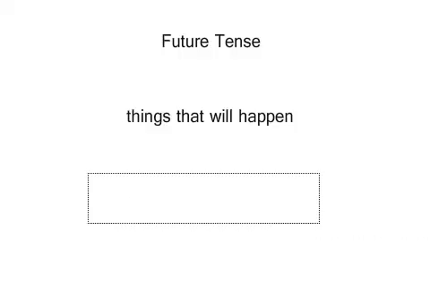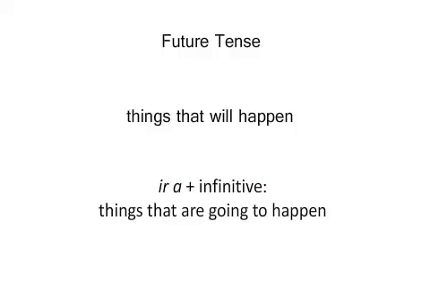The future tense in Spanish is used to talk about things that will happen. Remember that you have already learned how to talk about things that are going to happen by using ir a plus the infinitive, conjugating ir in the present tense, and adding a and an infinitive to say that something is going to happen. Again, the real future tense in Spanish focuses on things that will happen. It may not seem like much of a difference, but sometimes it can be important. Sometimes it is just a matter of personal preference.